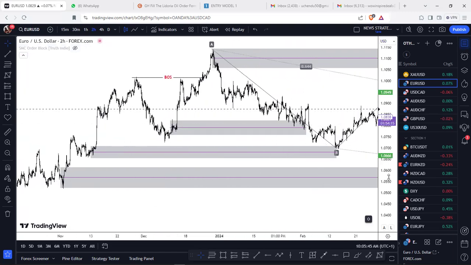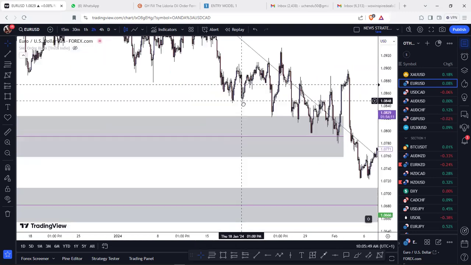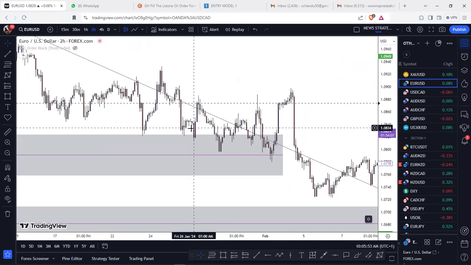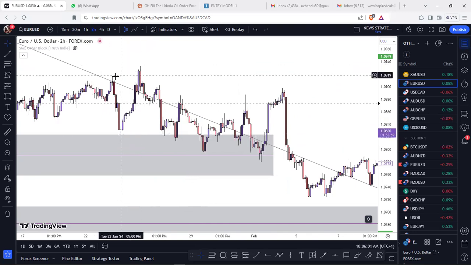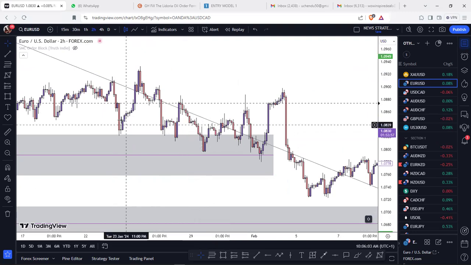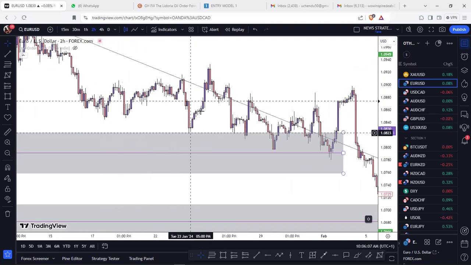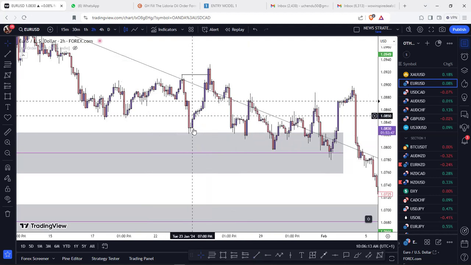For instance, when price came to this daily POI, what did we get? We are looking for what? An internal structure shift on the 2-hour time frame. So we'll have the first touch, and then price was pulling back. After the first touch, we now have this. Price takes this guy out. What do we have below it?